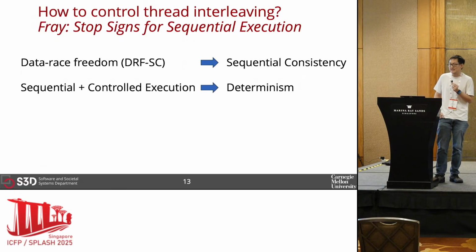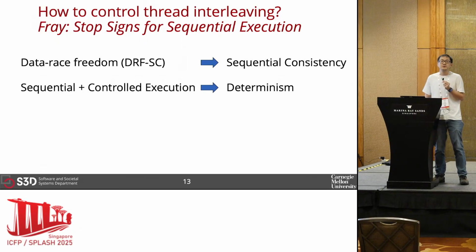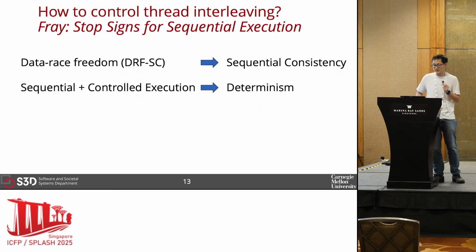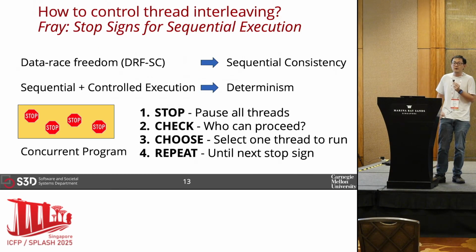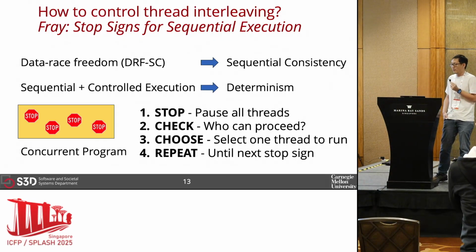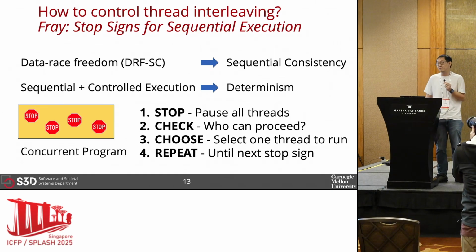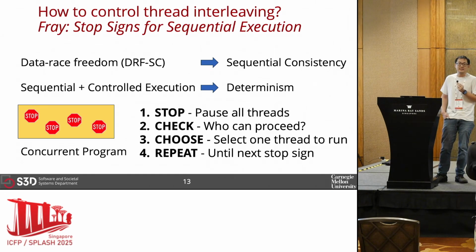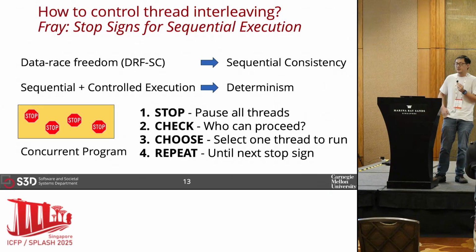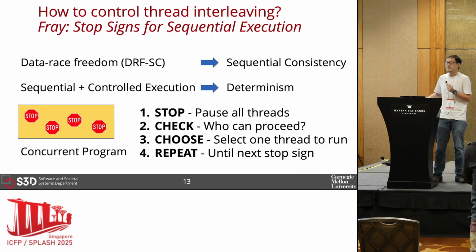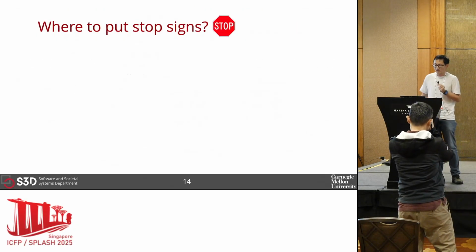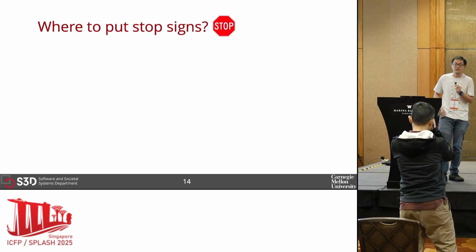Once I have this sequential execution, if I'm able to control the execution of the program, then I'm achieving determinism. So now I have a very simple loop to test my concurrent software. At the very beginning, I stop all threads, and I check which thread can run based on the semantics of my concurrent software. And I pick one thread to run until either the thread hits another stop sign or everyone finishes. Well, the first question is where to put stop signs, right?